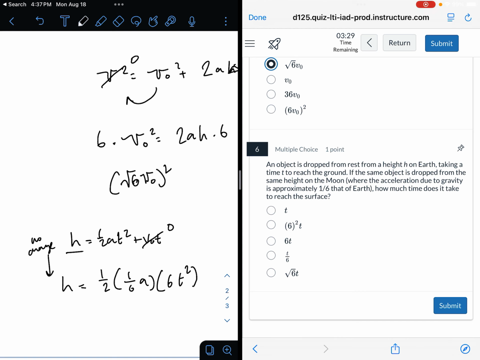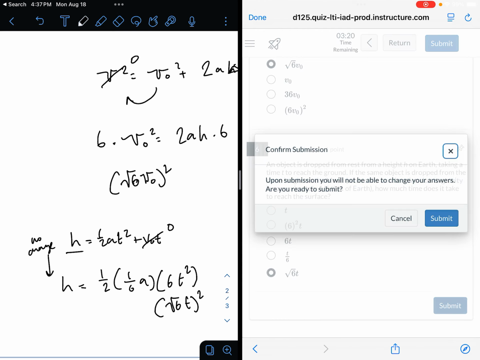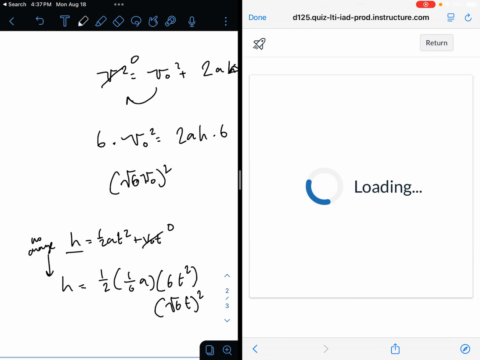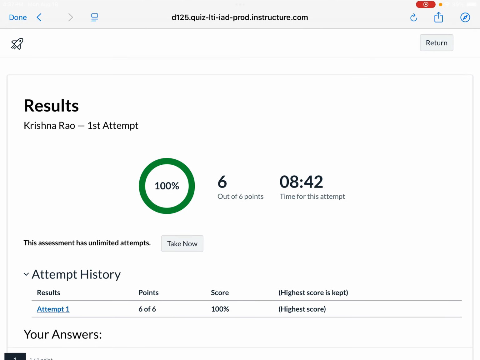So if this is 1/6, I would just do root 6 times t. And let's see how I did. Hopefully I did okay. Hopefully I got a 6 out of 6. Awesome. So yeah, thank you for watching.